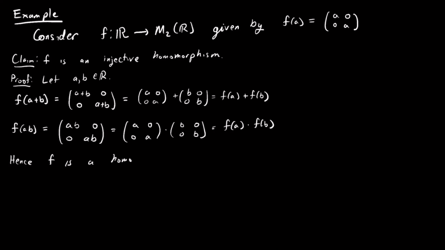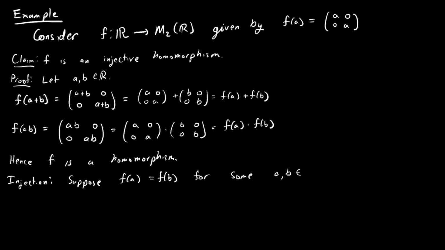So f is a homomorphism. Okay, so let's prove that f is an injection. So for the injection part, let's suppose that f(a) is equal to f(b) for some a and b in R. Well, what does that tell me? f(a) is really the matrix [a, 0; 0, a], and f(b) is really [b, 0; 0, b].